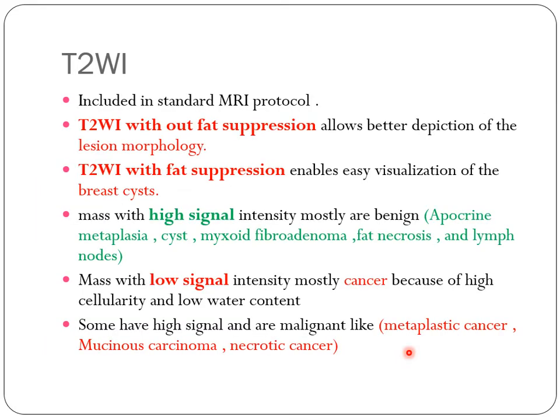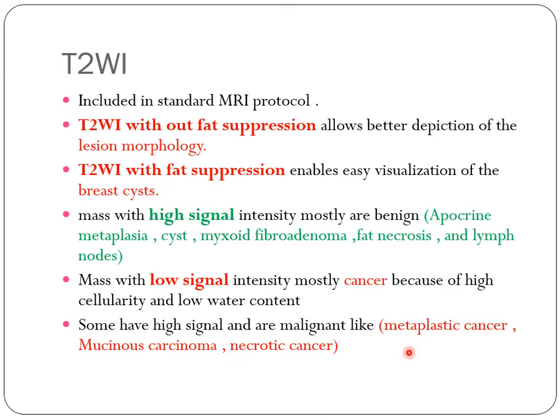About the T2 weighted image, included in the standard MRI protocol, the T2 weighted image without fat suppression allows better depiction of the lesion morphology because it shows the fat content and also the water content. But a T2 weighted image with fat suppression enables easy visualization of breast cysts. A mass with a high signal intensity in T2 weighted image is mostly benign, which may be apocrine metaplasia, cyst, myxoid fibroadenoma, fat necrosis, and lymph nodes.